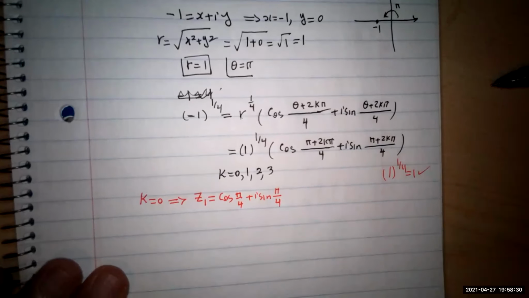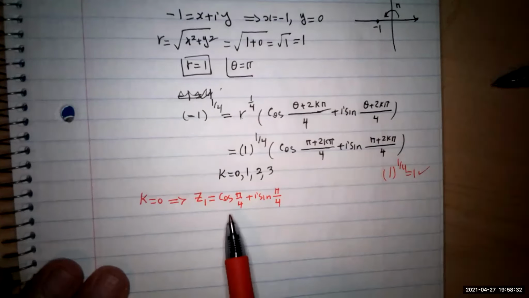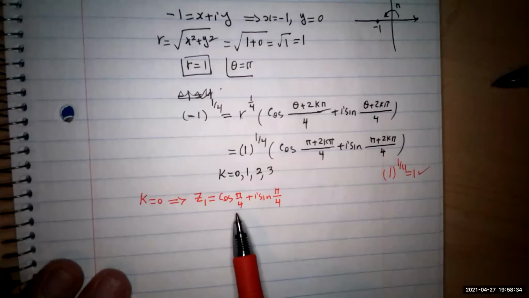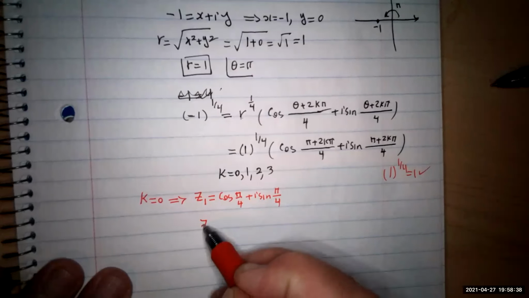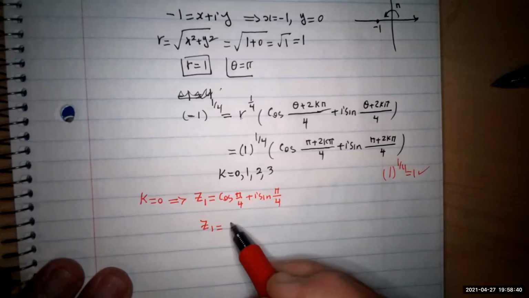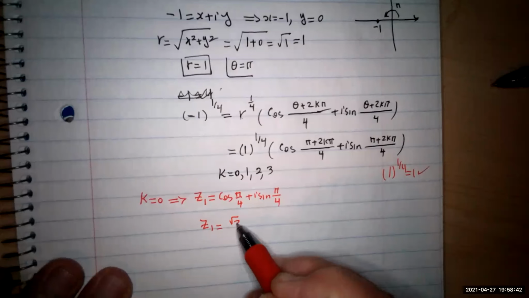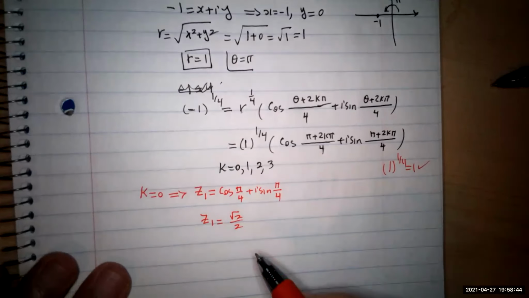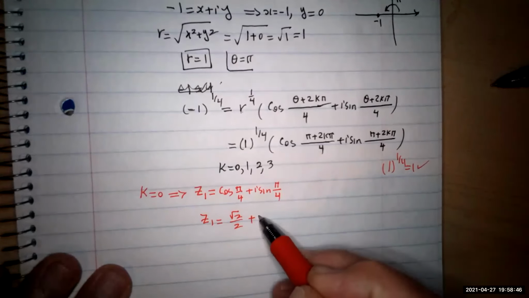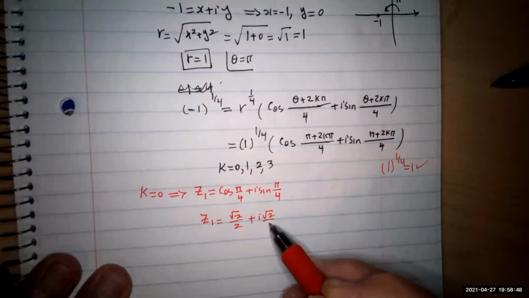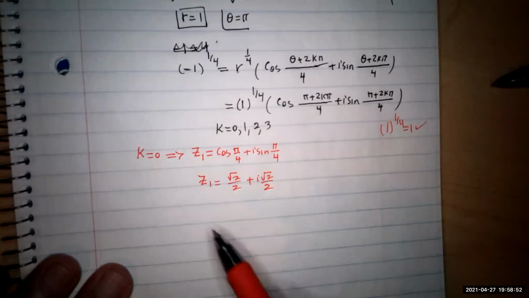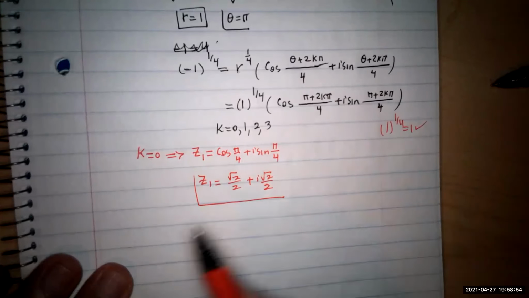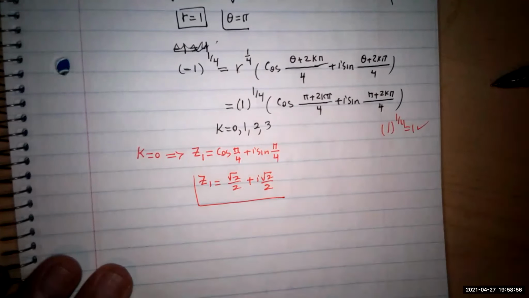So this is going to be the case. Pi over 4 is a familiar one, so we substitute. That's 45 degrees. So the first solution is going to be radical 2 over 2, plus i radical 2 over 2. Some people factor it out, but you don't have to. So this is going to be the first solution. Okay, any question?